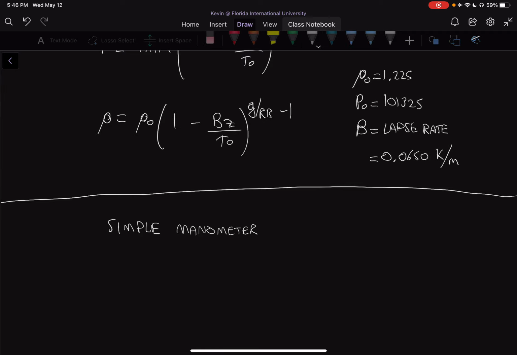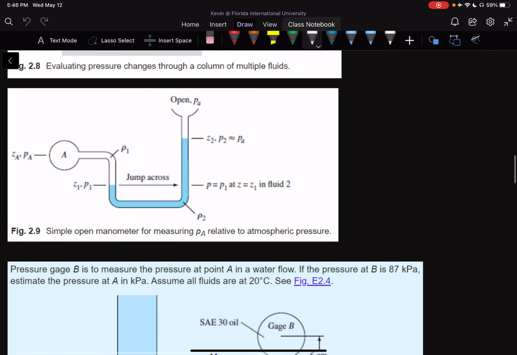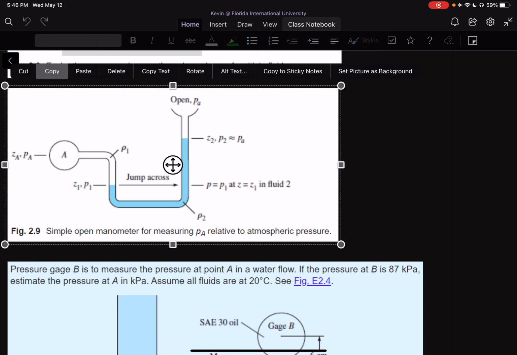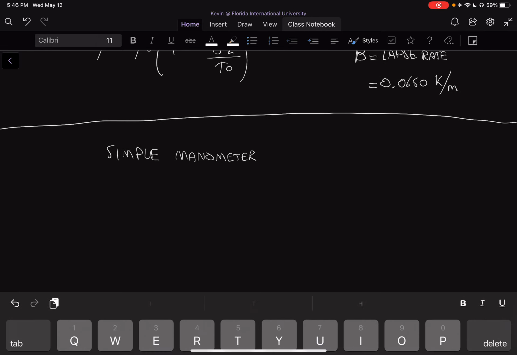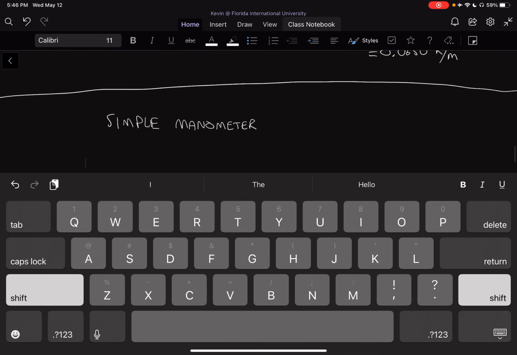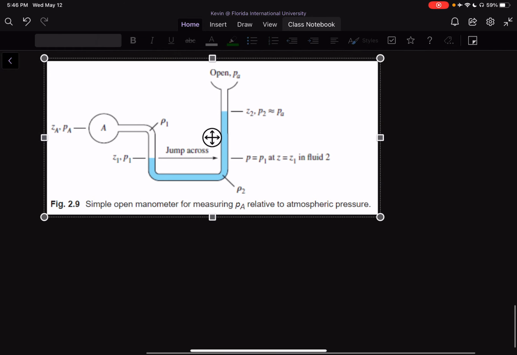And once again, I'm going to use one of the figures that we have in our handout that you have access to as well. And I'm going to copy it over under here. So this is a simple manometer.